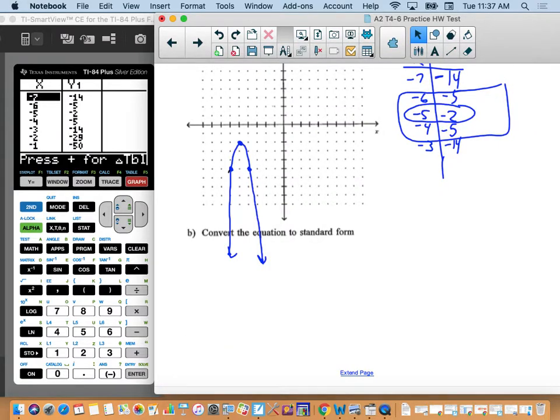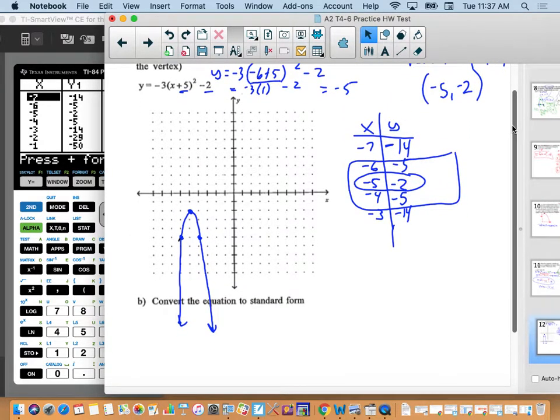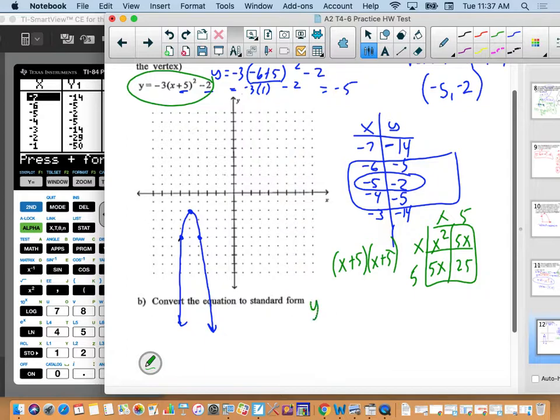There's another question here about converting to standard form. So remember, if you want to convert this equation to standard form, you're really just multiplying out the x plus 5 times x plus 5. Because we're thinking of x plus 5 squared as x plus 5 times itself. So we'd have our -3 right here. X plus 5, the quantity squared, becomes x squared plus 10x plus 25. And then we have our -2.